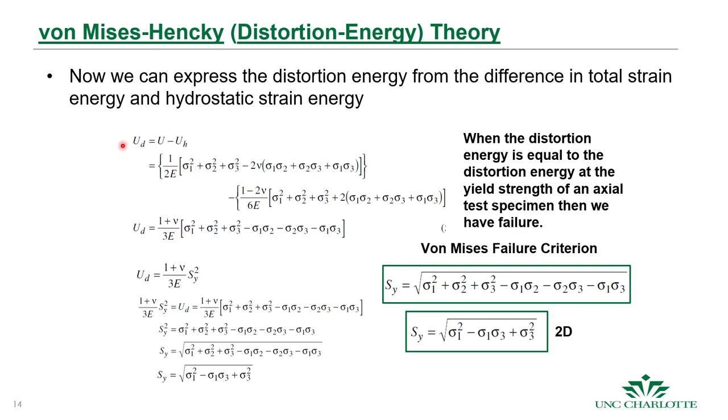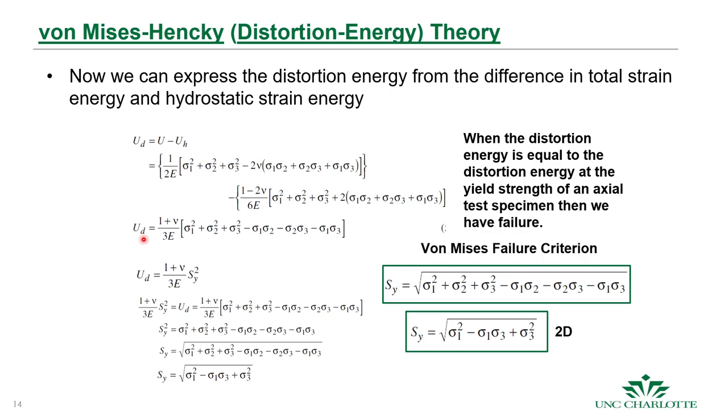This distortion strain energy is equal to our strain energy minus that hydrostatic strain energy that we just derived, assuming that we had some hydrostatic stress and some distortion energy stress, and we said that the distortion energy stresses were zero in this case, and we got that expression. So if we take the original strain energy expression, subtract out the strain energy due to hydrostatic stress, then we should get this distortion energy. And that's exactly what was done, and they came up with this distortion energy expression here.